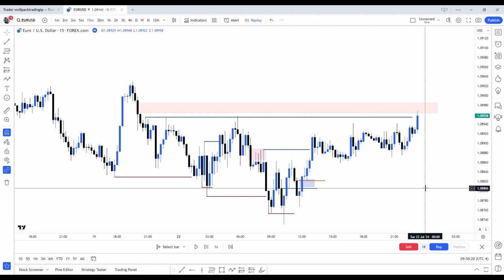You take one win, you're done for the day, and if you take one loss, you're done for the day. Because really the only goal here is to preserve capital and allow yourself to have these winning weeks. 20 to 30 pips is all you need for the week when you're just starting out.